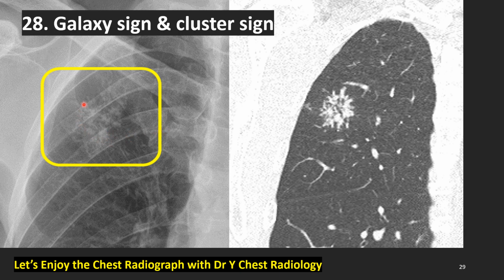How about these findings in coronal lung window setting? Not just looking galaxy, but the scattered stars crowding here. It is named as cluster sign, cluster of granulomas. In sarcoidosis, they were granulomas, but in tuberculosis, it can be granulomas, also can be tree-in-bud pattern nodules.